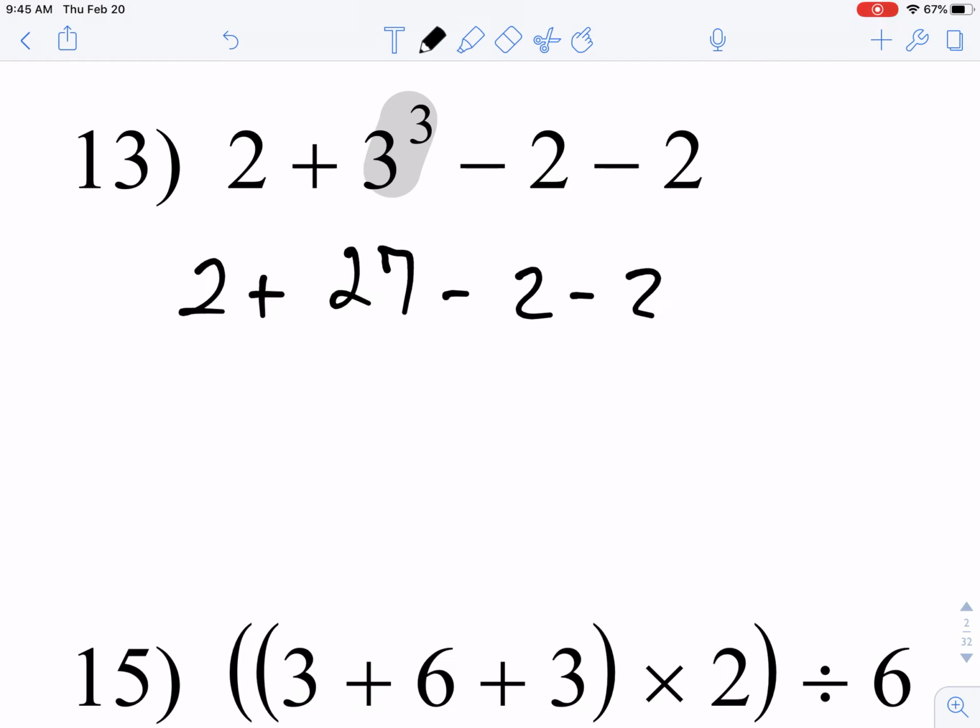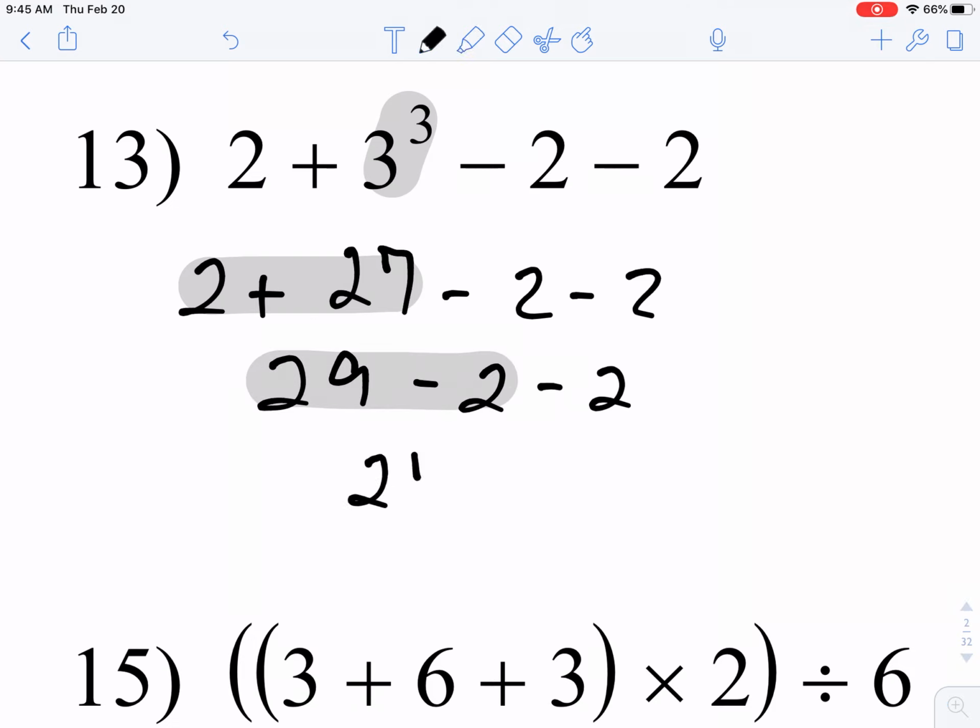The next thing you should do is add 2 and 27 together. You're going to get 29. Minus 2 comes down, minus 2 comes down. Again, we're going left to right, so 29 minus 2 is 27. And then bring down the minus 2. We finish with doing 27 minus 2, which is 25.